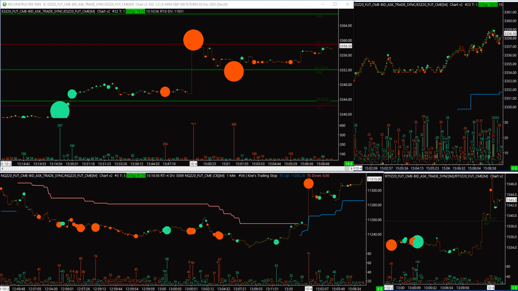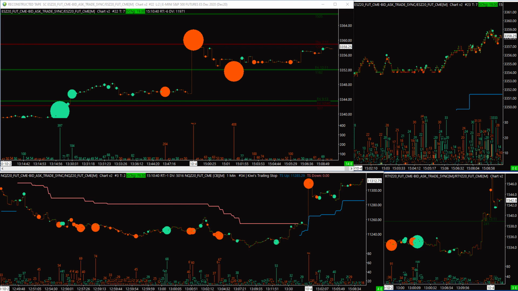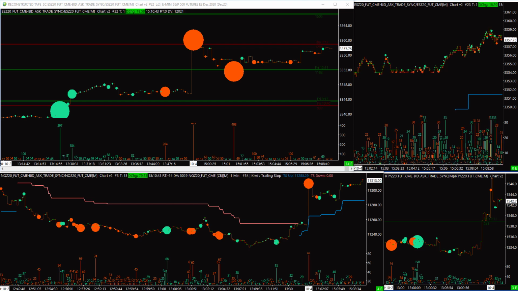Trader 9 on how to set up the reconstructed tape. Again, it's just a custom study that I built. You can get it through my website. You can't do it with just Sierra Chart by itself.